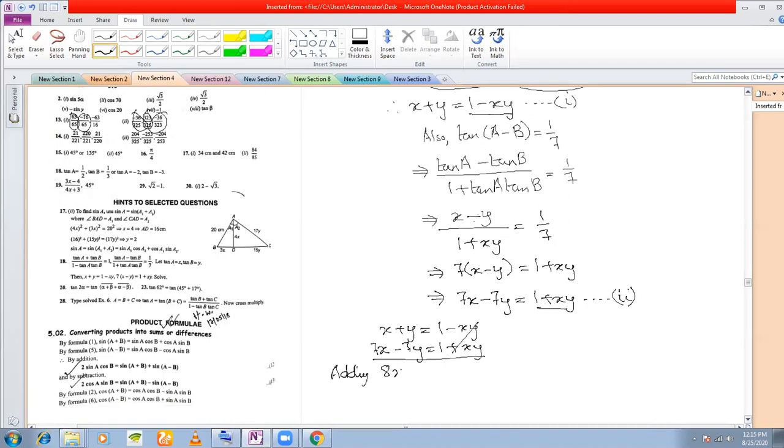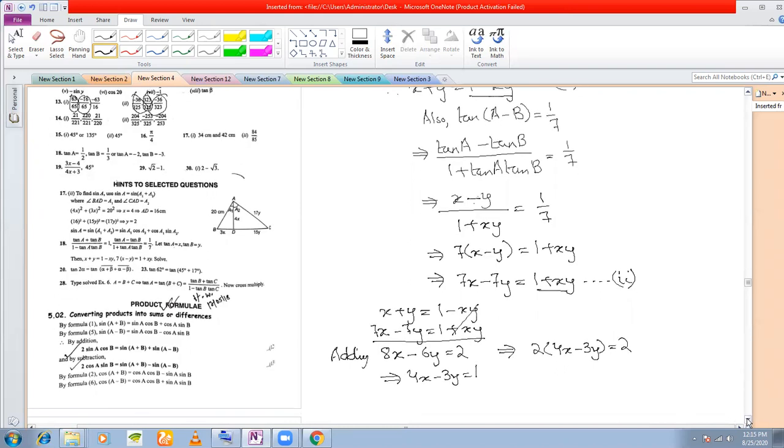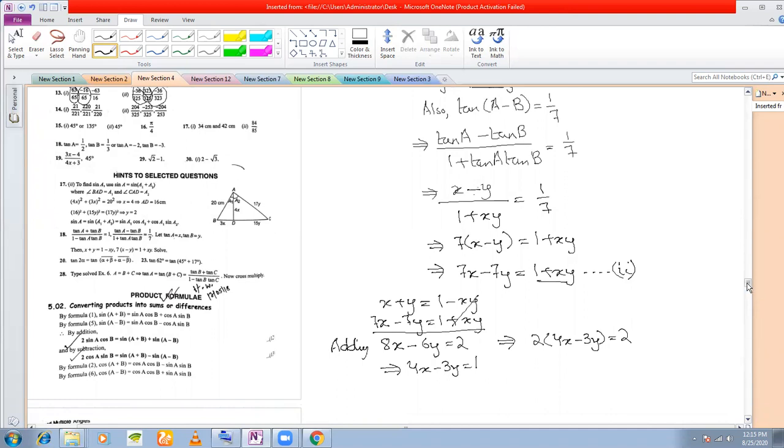So I'll only be left with 8x minus 6y is equal to 2. That means now if I take 2 common, 4x minus 3y is equal to 1. Okay. I've got a third equation, with the help of 1 and 2.